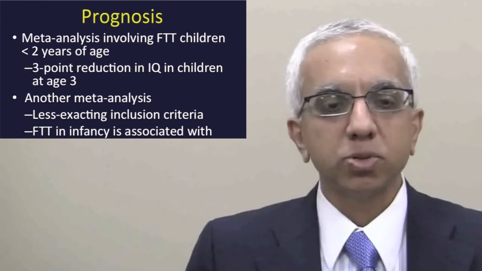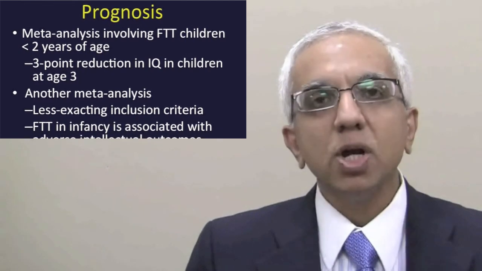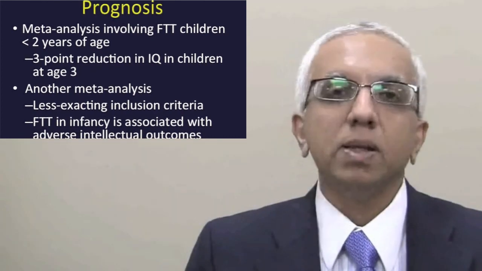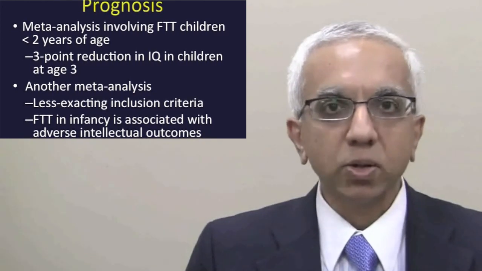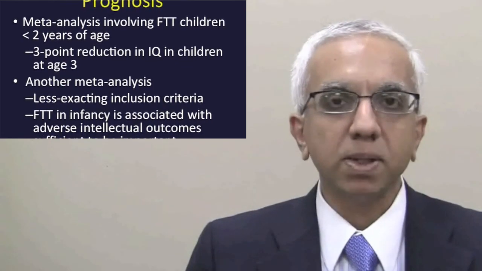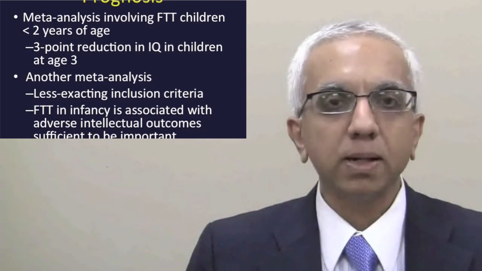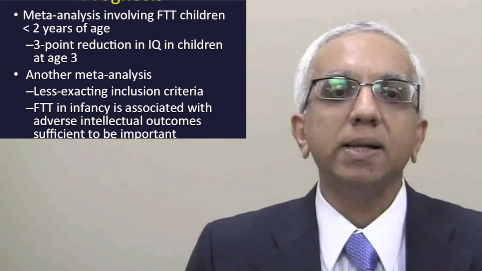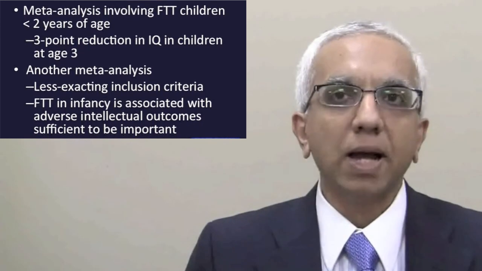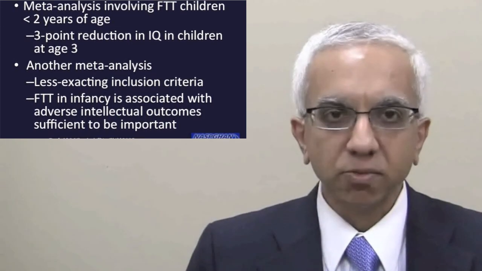Finally, a word about prognosis. A meta-analysis involving failure to thrive children less than 2 years of age showed a 3-point reduction in IQ in children at age 3. There are two ways to look at it. A 3-point IQ reduction does not seem to be very much, but you have to remember that the decrement in babies whose moms have consumed cocaine while pregnant is much smaller than this, and the additive improvement in IQ points of a child being breastfed is also smaller than this number, so this may actually be significant.